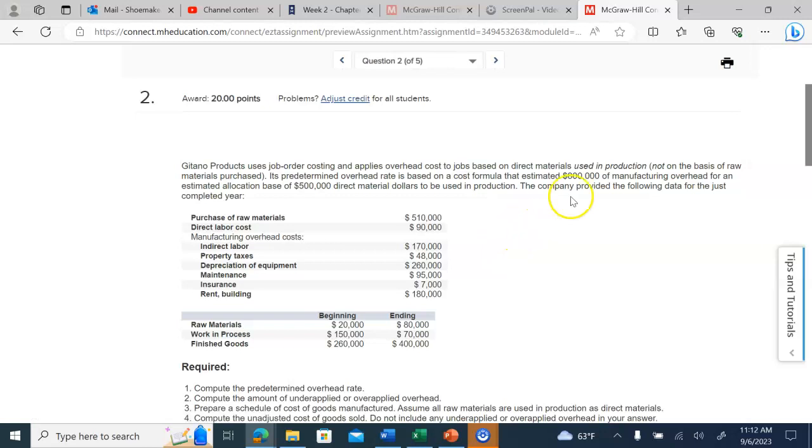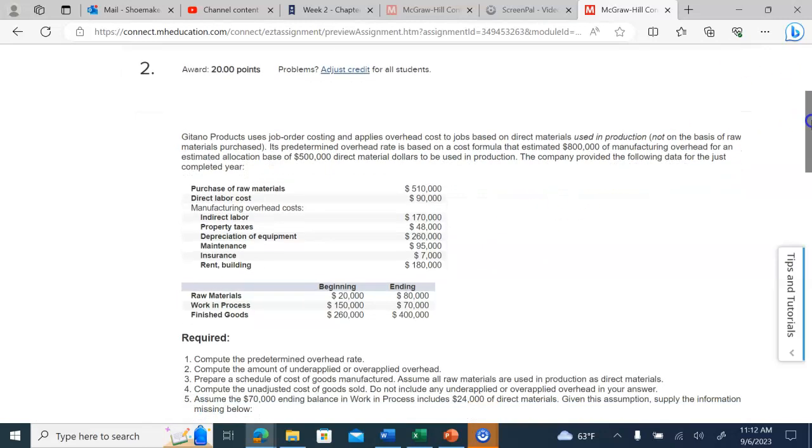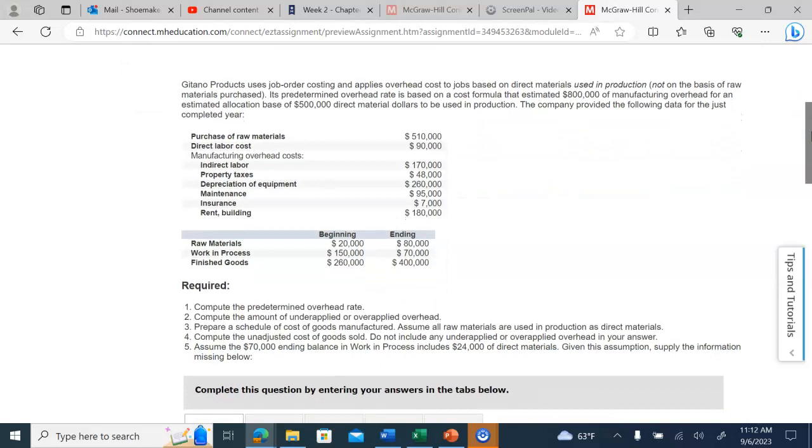Let's look at this Gitano Products. It uses job order costing and applies overhead costs to jobs based on direct materials used in production, not on the basis of raw materials purchased. Its predetermined overhead rate is based on a cost formula that estimated 800,000 of manufacturing overhead for an estimated allocation base of 500,000 direct material dollars to be used in production.